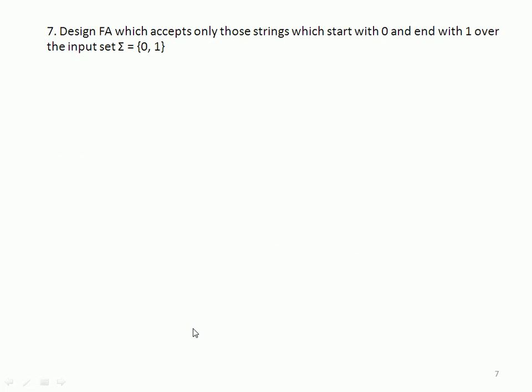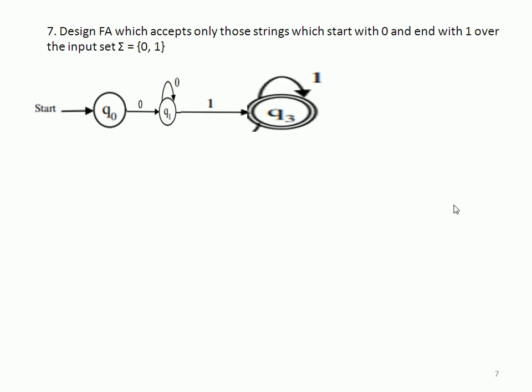Coming to the next problem: design a finite automaton which accepts only those strings which start with a 0 and end with a 1, over the input symbols 0, 1. Let's start with Q0. The input is 0, and it will go to Q1. At Q1, a 0 input will remain, and a 1 input will go to Q3. I wrongly mentioned it; it is actually Q2, but even if we call it Q3, no problem.